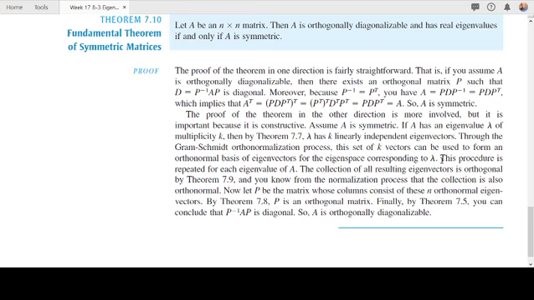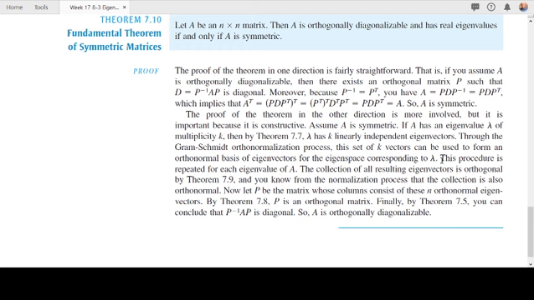Finally, we let P, or U, be the matrix whose columns are these orthonormal vectors. Then we conclude that P inverse AP is diagonal, and it's equal to the diagonal matrix D, where the entries on D consist of the eigenvalues of A, so that A is orthogonally diagonalizable.